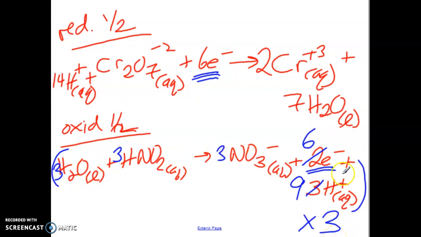Okay, so at this point, we're now going to add these two together. Just like in Hess's law, everything that's on the reactant side, we're going to write in one reaction on the reactant side. So our 14 hydrogen, our dichromate, our 6 electrons, 3 water, 3 HNO2, those are all going to be on the reactant side. And all of the products will be written on one product line. So let's take a look to see how that would appear.